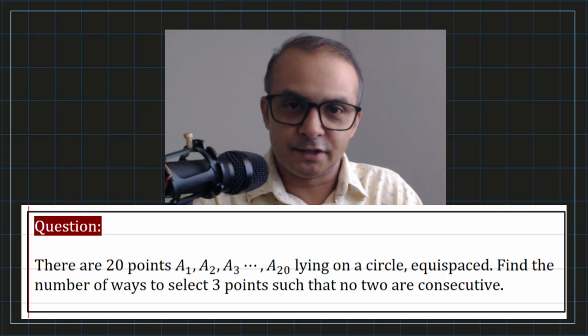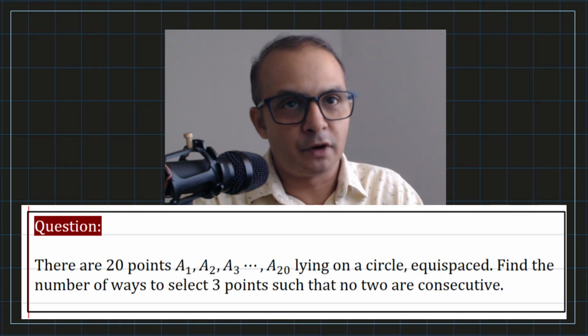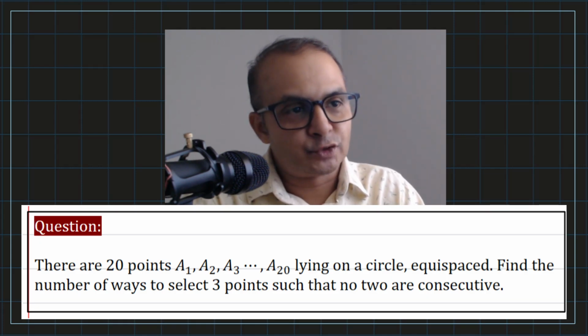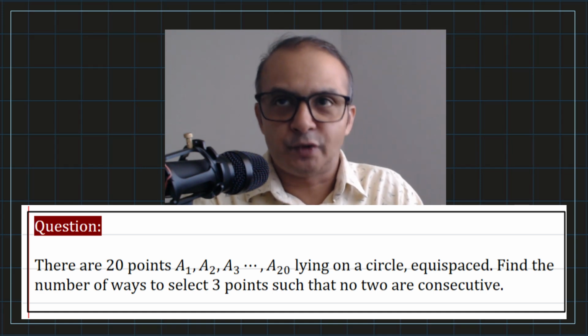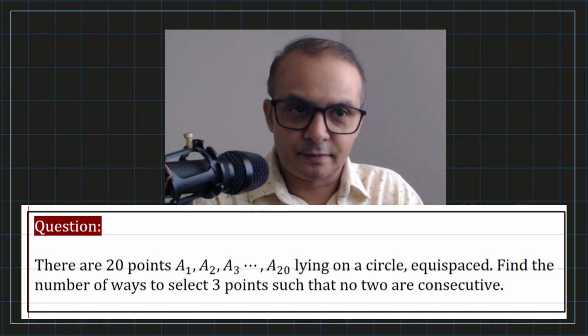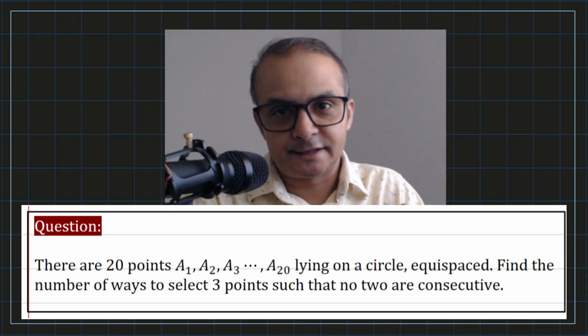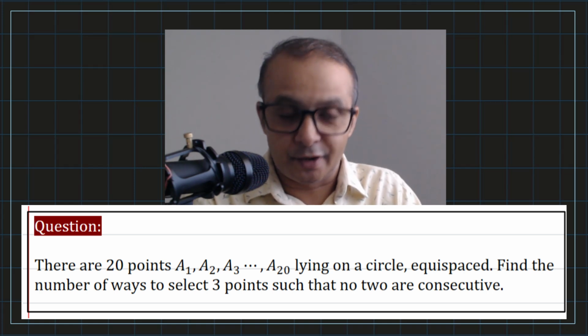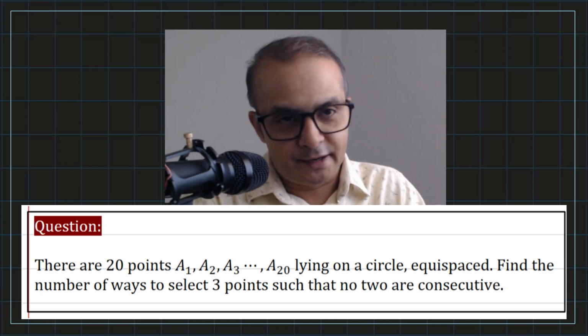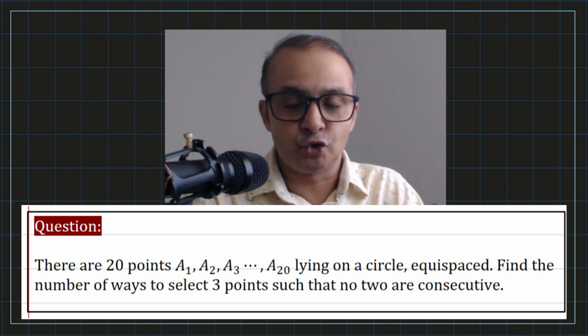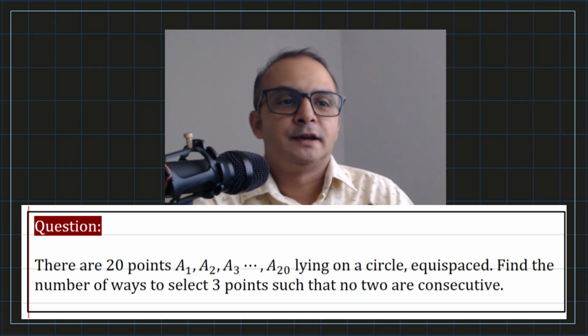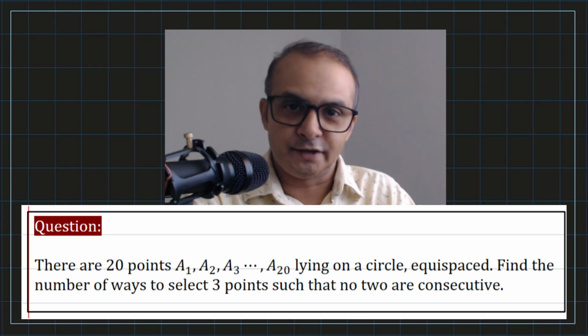Hello everyone. In this video, we are going to explore the following question, as you can see on the screen. This question is from Combinatorics. It says that there are 20 equally spaced points on a circle, say A1 through A20, and we have to find out how many ways we can choose 3 points such that no two are consecutive.